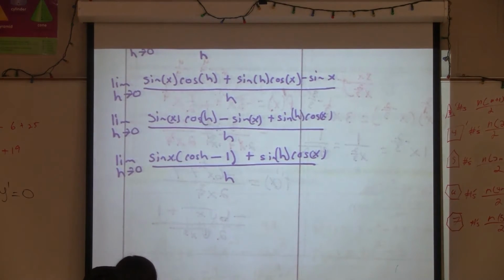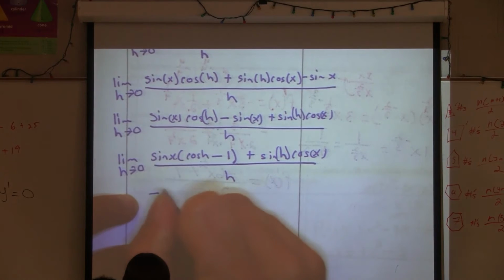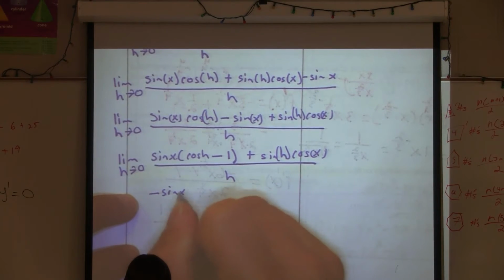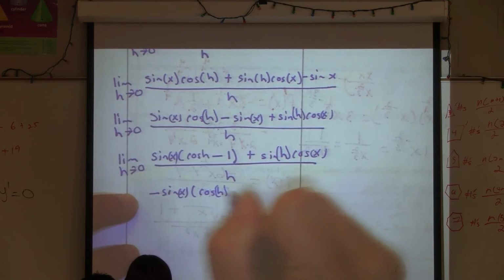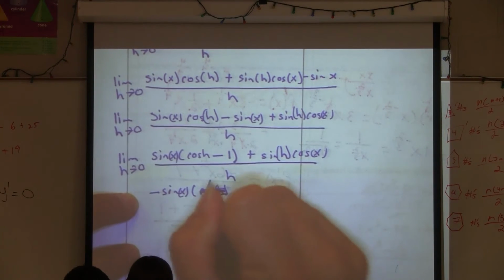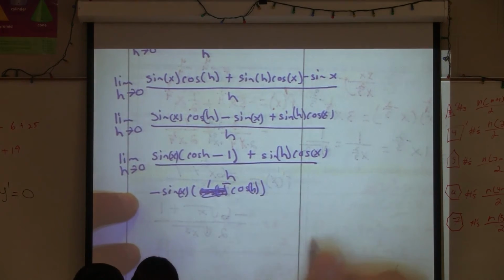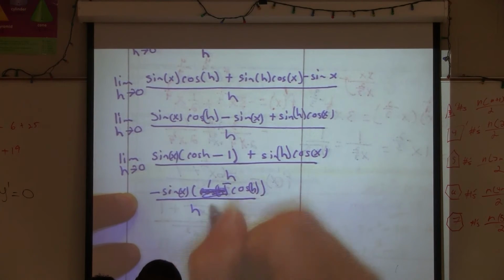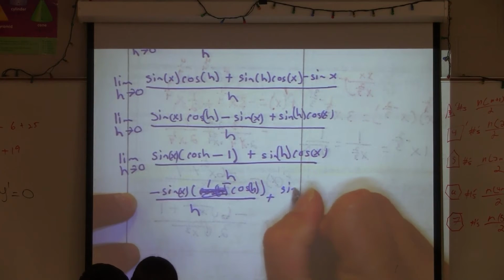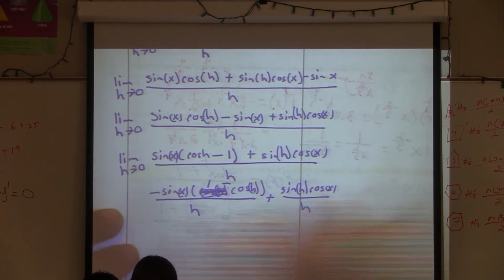Could I make it become 1 minus cosine of x? How could I do that? Factor out a negative. Okay, cool. So let's do that. So now I have negative sine of x times, 1 minus cosine of h, right? And could I split the fractions? Could I say all of this divided by h, plus sine of h cosine of x divided by h? Is that okay?